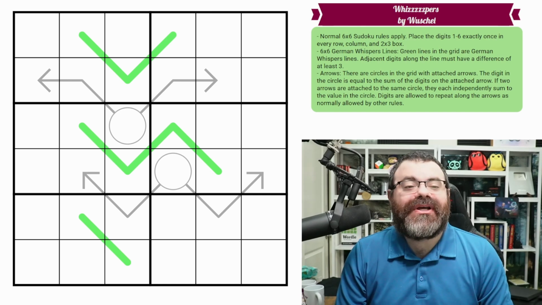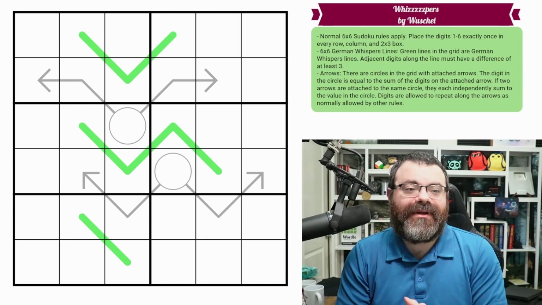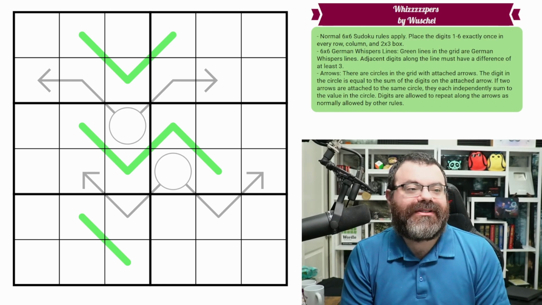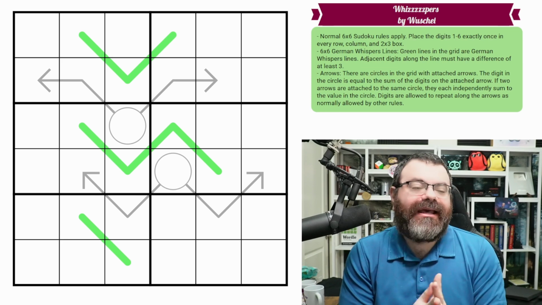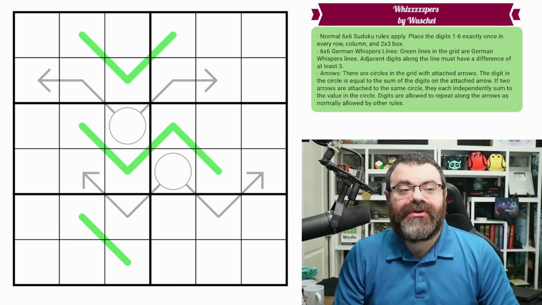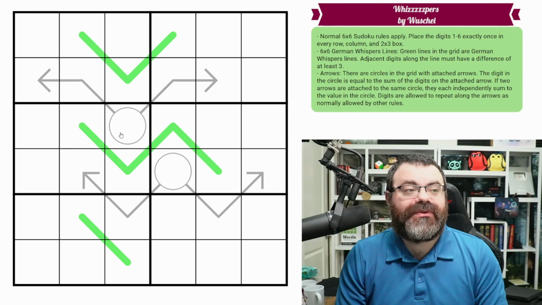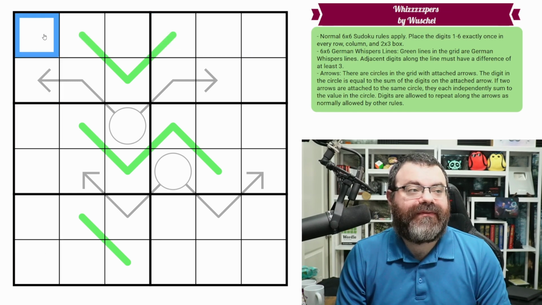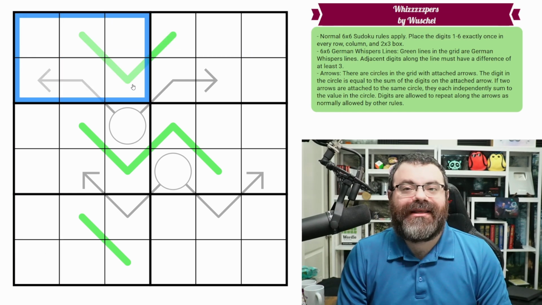So, this continues our arrow theme week. This is the second puzzle of our arrow theme week. And so we have arrows and German whispers. So let's go over the rules. We do have normal 6x6 Sudoku rules, meaning in every row, every column, and every 2x3 box, we are placing the digits 1 to 6 exactly once each.